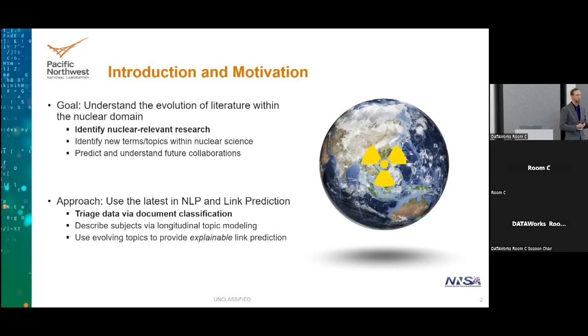The next step is then to understand our subset. Once we've subsetted the corpus to what we're interested in, how do we define what's in there? And then finally is the task of really prediction. So once you can subset the space and define what's in there, can you actually predict what's going to happen next? Now, for the purposes of this talk, I'm mostly focusing on the first aspect of this, which is just triaging the information. And so that really involves identifying nuclear relevant research. And we're going to do this primarily through document classification.